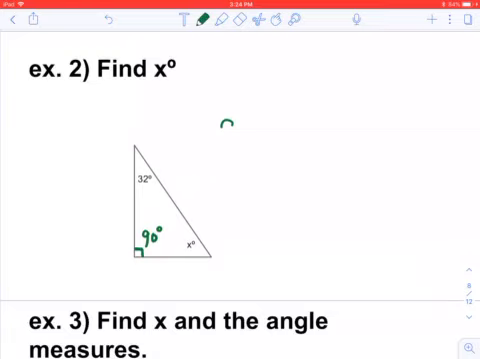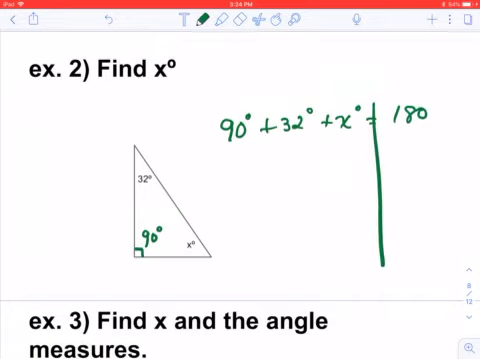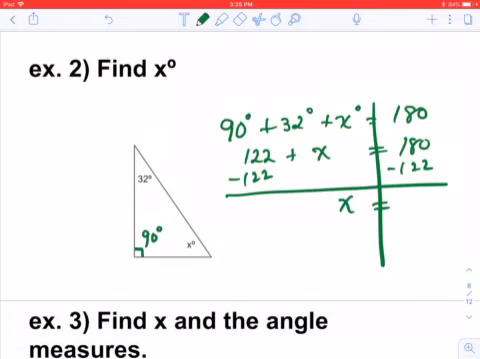So we know the three interior angles of a triangle add up to 180. So 90 plus 32 plus the unknown third angle is going to be equal to 180. All right, so let's add these up. That's going to give us 122 plus x equals 180. Subtract 122. So we have x equals 58. So x is 58 degrees. That is our third angle.